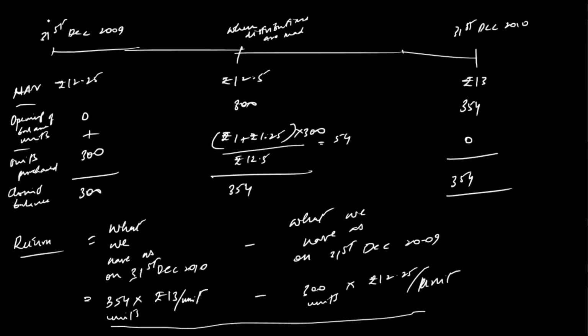That is 354 into 13, that is rupees 4602, minus 300 into 12.25, that is 3675. So 4602 minus 3675 will give us 927, right? This is the return.